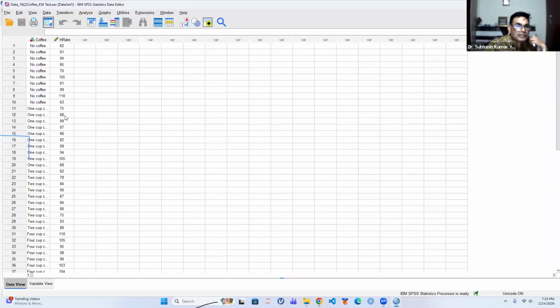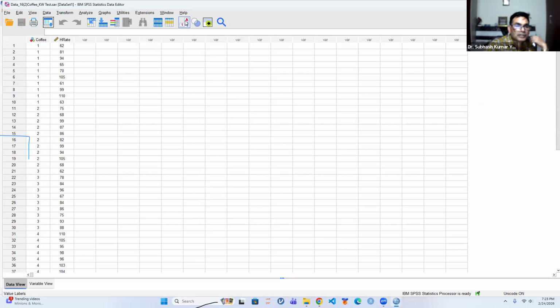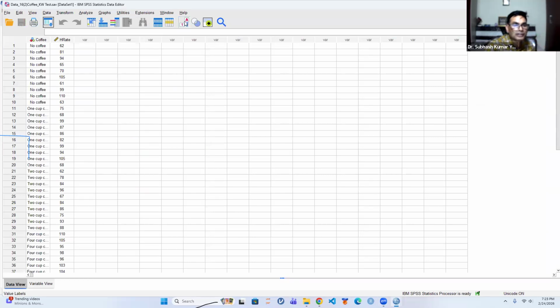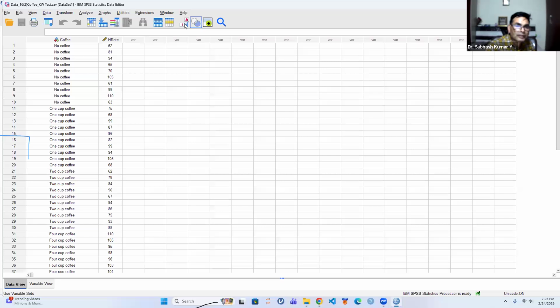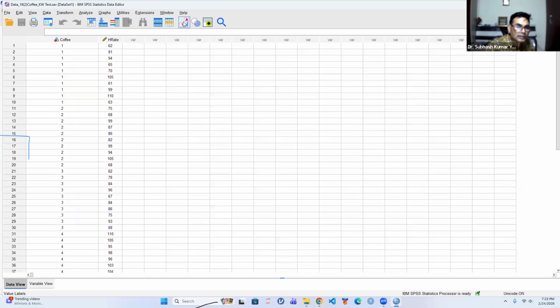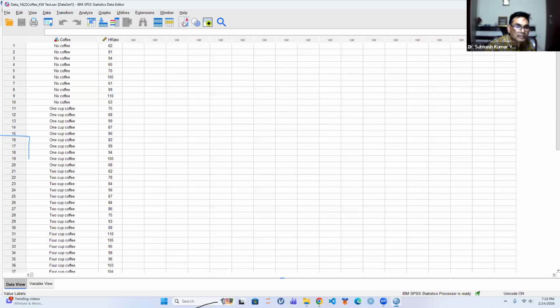Here we have three groups. You can see here we have coded 1 for no coffee, 2 for 1 cup of coffee per day, 3 for 2 cups of coffee per day, and 4 for 4 cups of coffee per day. And these are the heart rates. Here we wish to check whether caffeine consumption is responsible for increasing the heart rate or not.